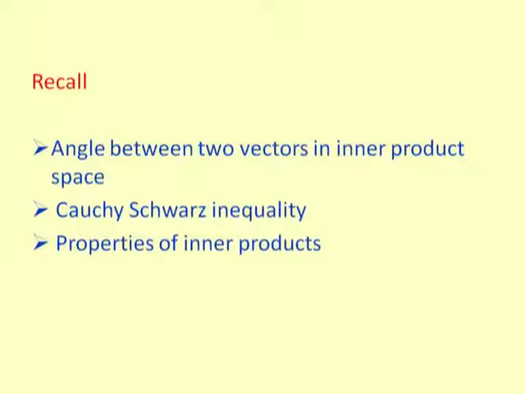How are we defining the angle between two vectors? Let V be any inner product space, and U and V any two vectors of V. Then the cosine of the angle between U and V is defined as the inner product of U and V upon the norm of U times the norm of V.